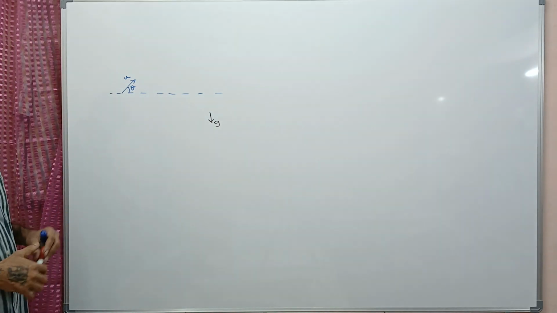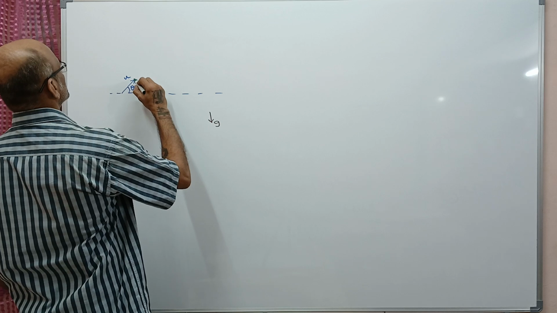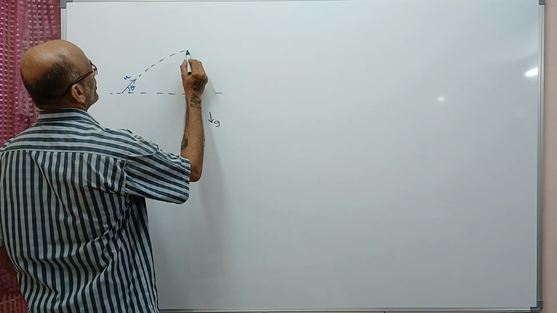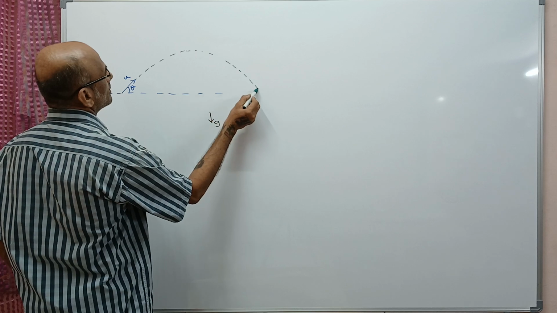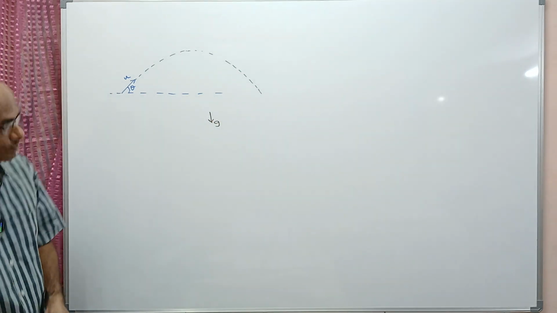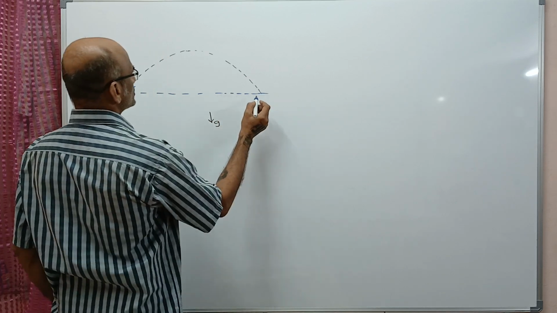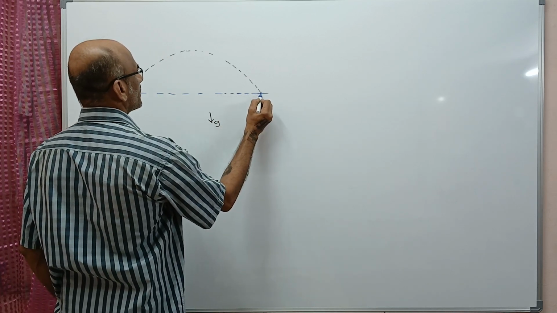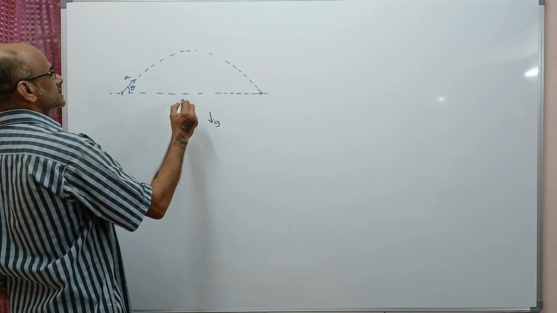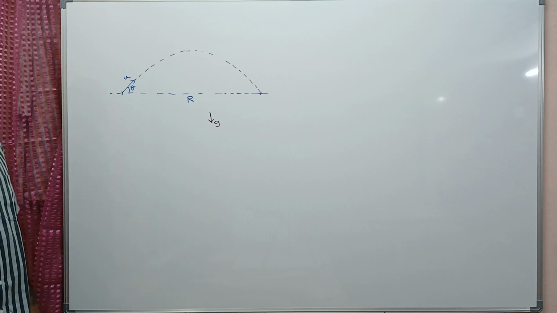So the path of the projectile will look something like this. It will go up, reach a maximum height point, and it will come down. So the distance of the point where it hits the ground from the initial point, this horizontal distance covered, is called the range of the projectile, capital R.